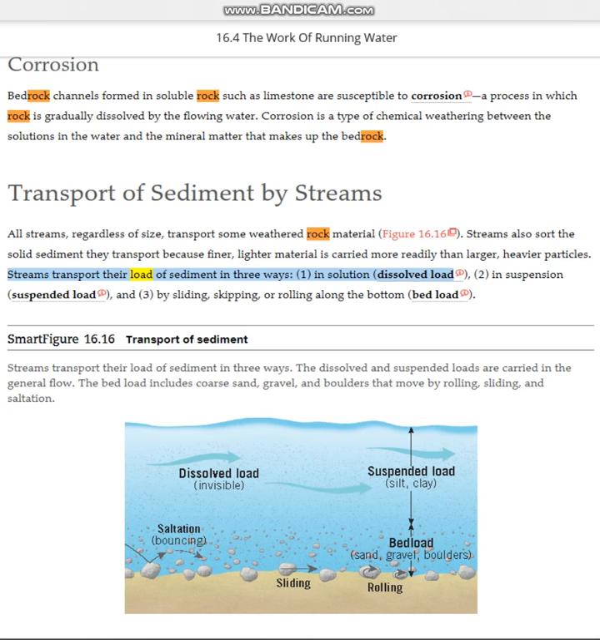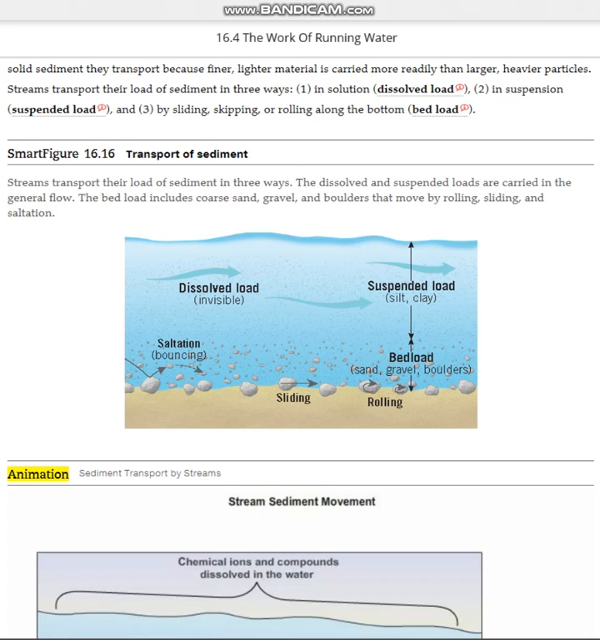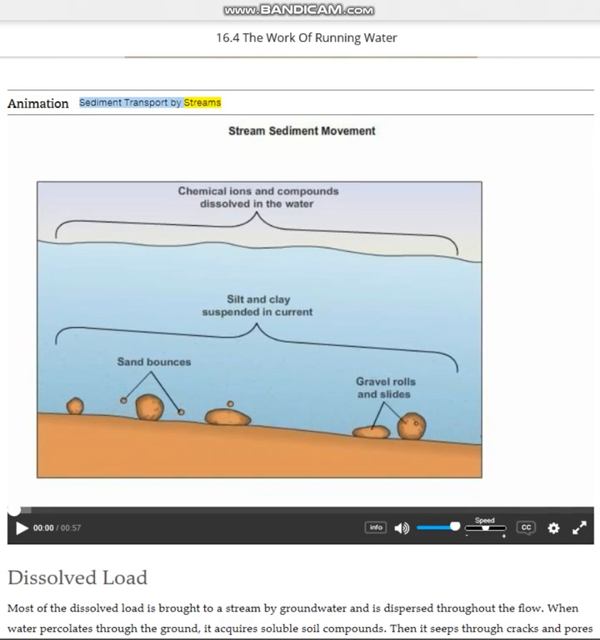Streams transport their load of sediment in three ways: 1. In solution, dissolved load; 2. In suspension, suspended load; and 3. By sliding, skipping, or rolling along the bottom, bed load. Smart figure 16.16 Transport of sediment. Streams transport their load of sediment in three ways. The dissolved and suspended loads are carried in the general flow. The bed load includes coarse sand, gravel, and boulders that move by rolling, sliding, and saltation. Animation. Sediment transport by streams.